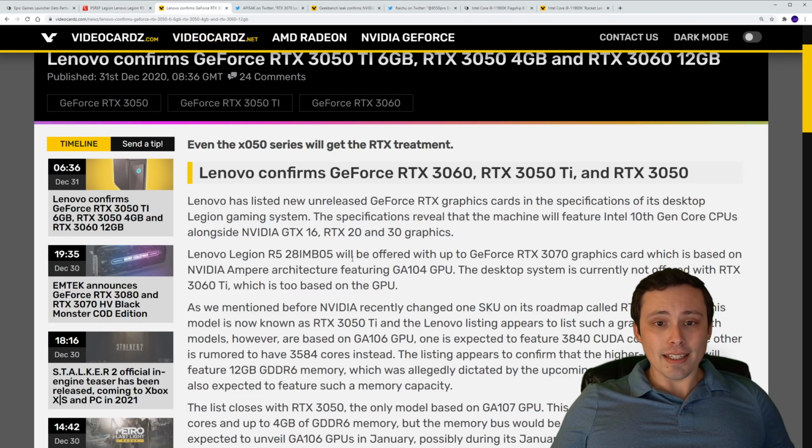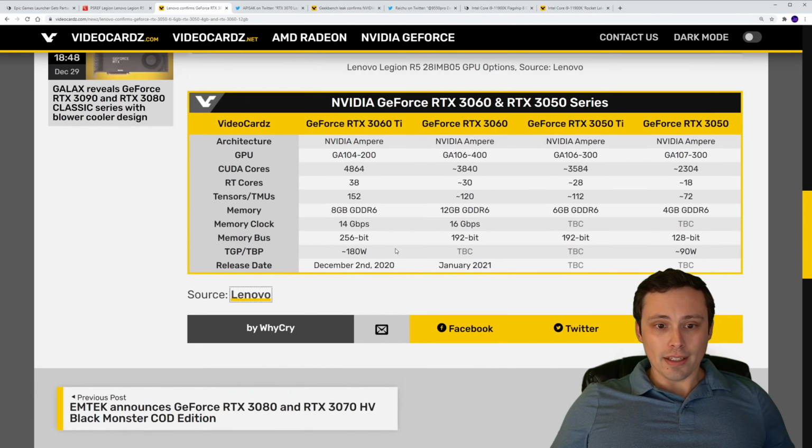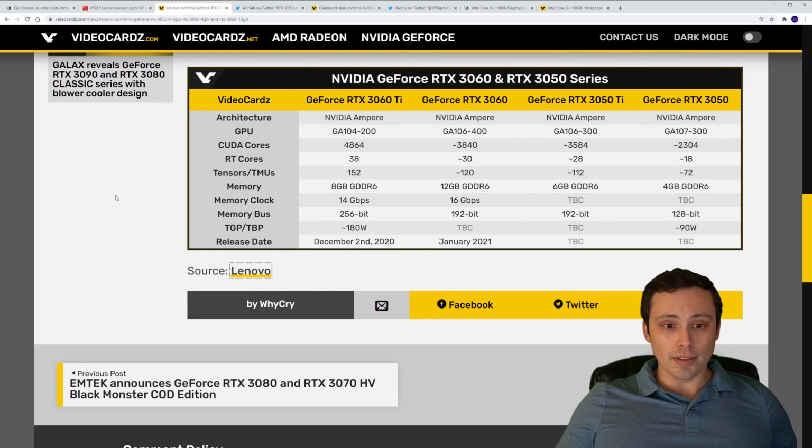Anyway, I'm going to link this article from Videocardz about this same topic, and they'll give you some follow-up information about the specs that are rumored for these cards and all of that.